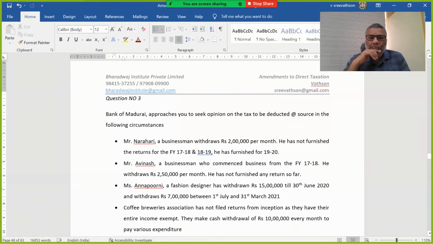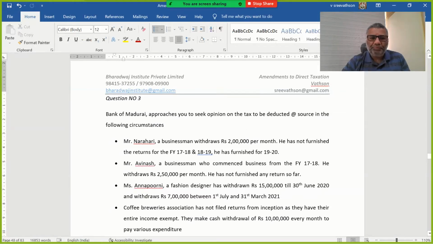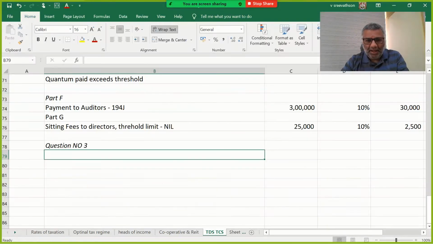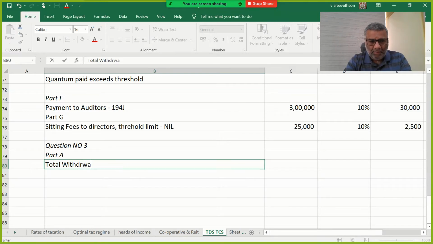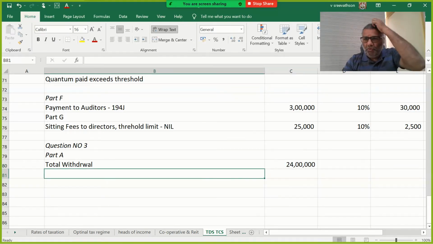Bank of Madurai approaches you to seek opinion on the tax to be deducted at source in the following circumstances. So basically, we are progressing to 194N. Mr. Narahari, a businessman, withdraws 2 lakhs per month. He has not furnished his return for 2017-18 and 2018-19, whereas he has furnished the return for 2019-20. Total withdrawal is 2 lakhs per month, which means 24 lakhs.